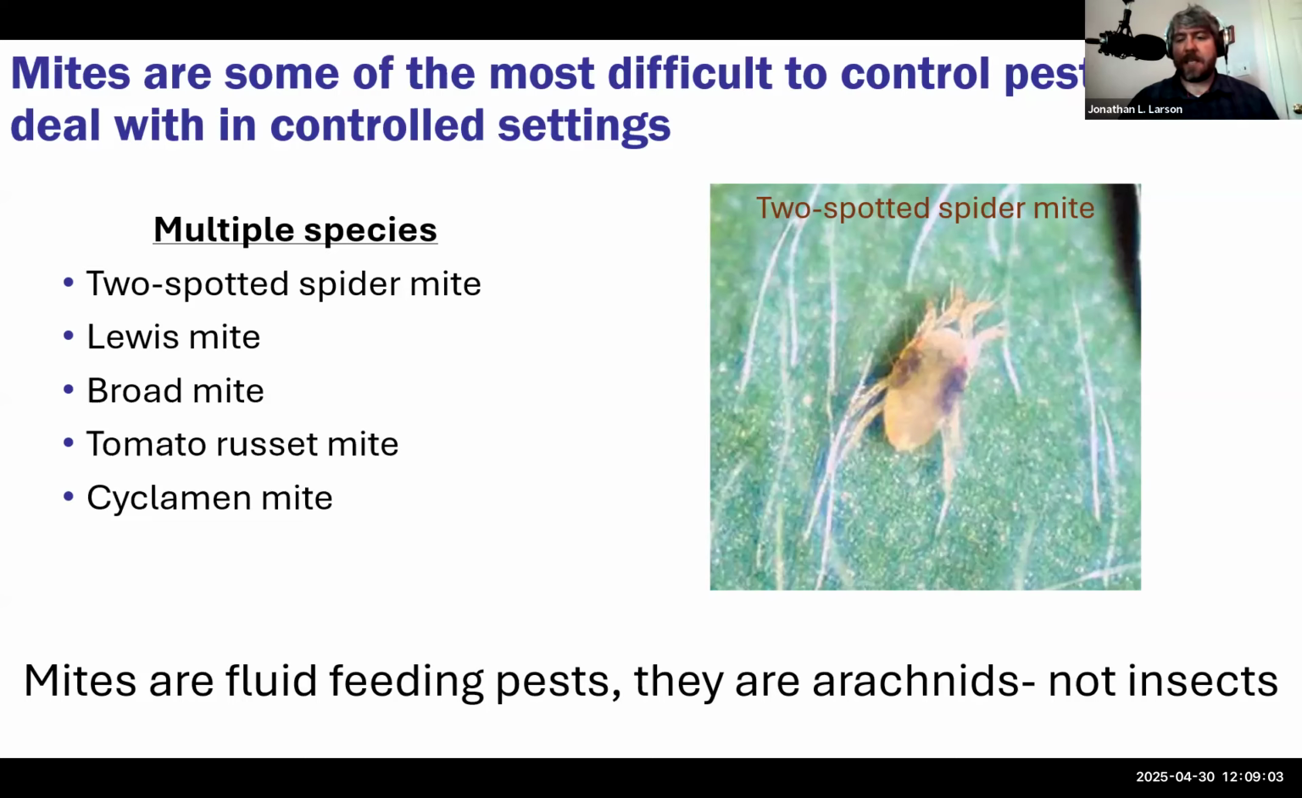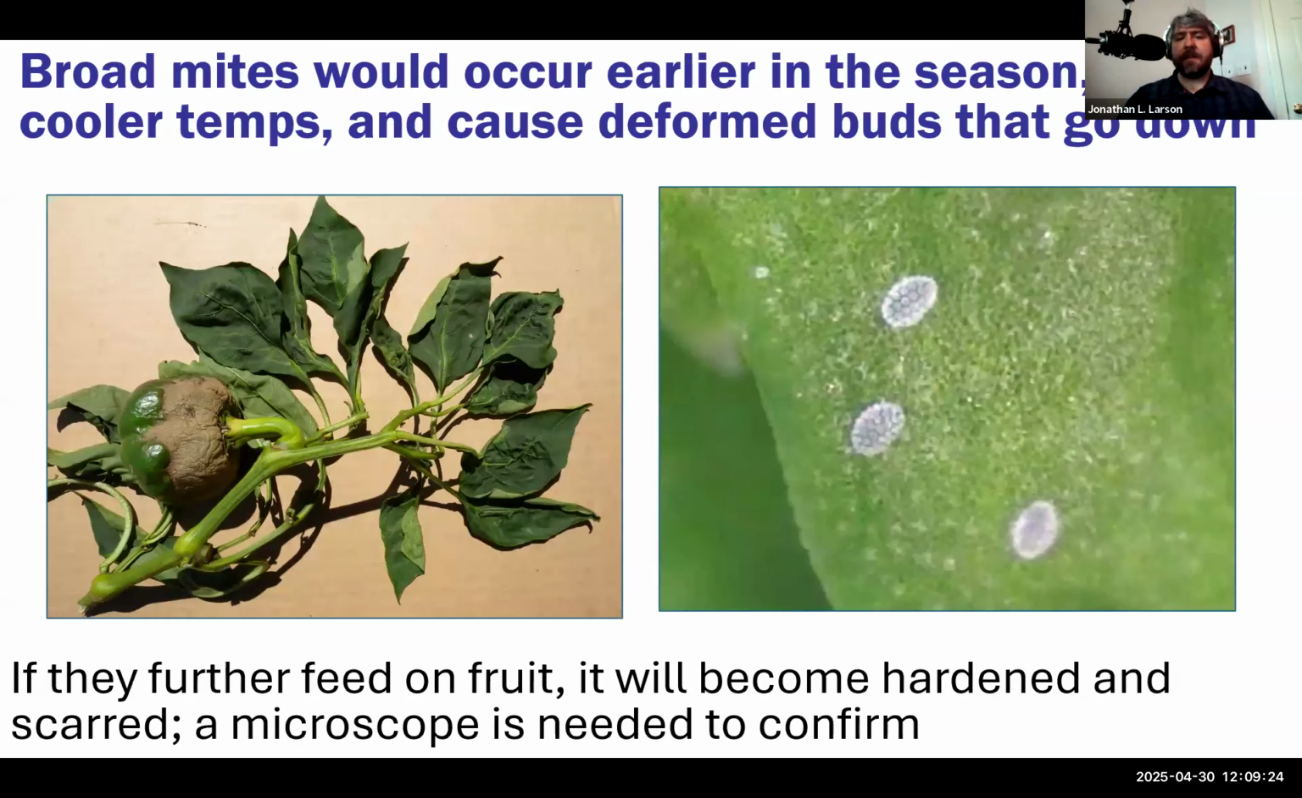That further complicates things because we're typically using insecticides. The insecticides do not always have efficacy against arachnids, so sometimes we need to switch to a miticide, which we'll talk more about here in a moment. So some common species that you may encounter include the two-spotted spider mite, Lewis mite, broad mite, tomato russet mite, cyclamen mite. I'll focus on the broad mites first because these do occur with the cooler temps.